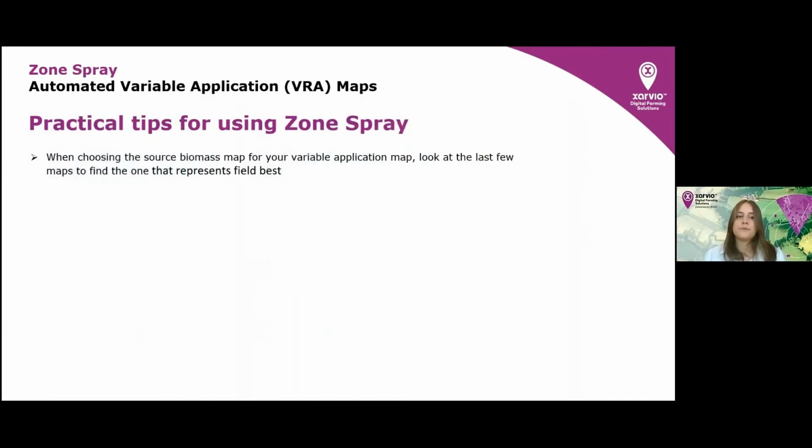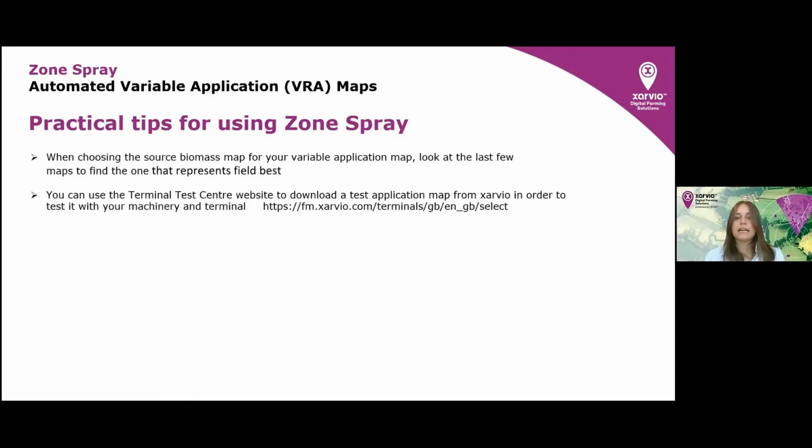So I just want to talk through a few practical tips regarding zone spray. If you're new to it and it's your first time creating a variable rate application map, my recommendation is to have a look at a few biomass maps from the week. Let's say it's Friday and you have a map from Wednesday and Monday. Just have a look at the past few weeks. Does that map look right? Is it the one that best represents your field? If it is, you select that one.